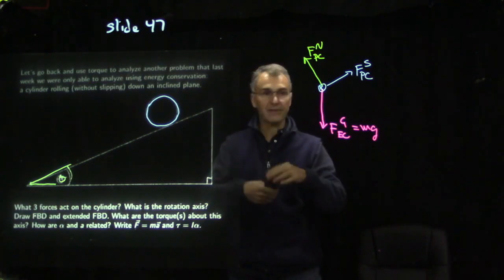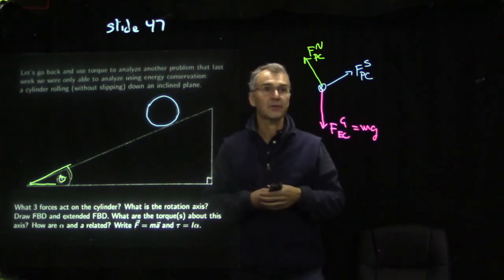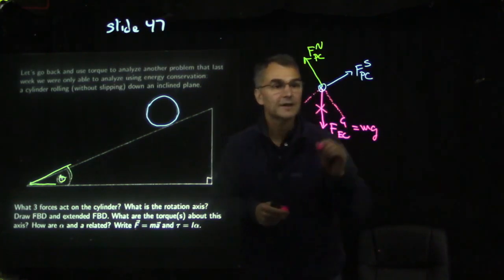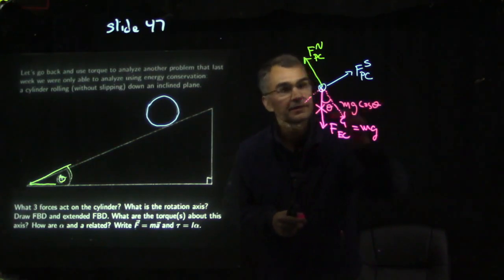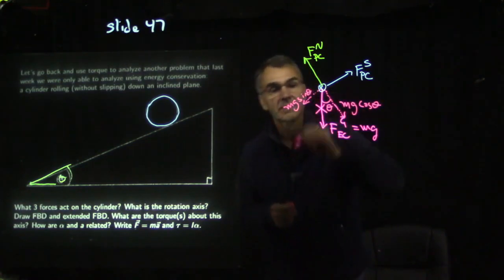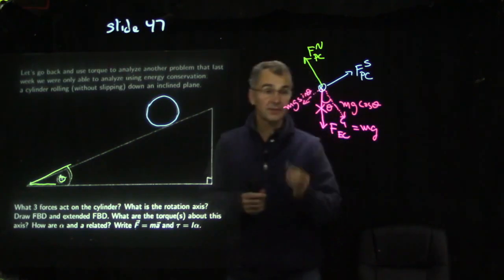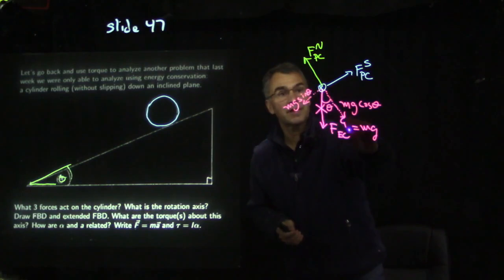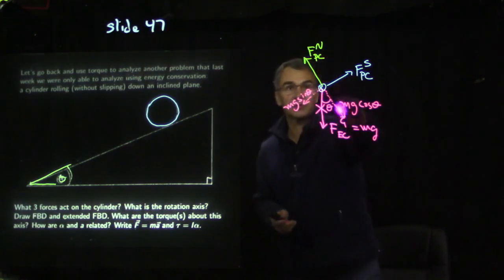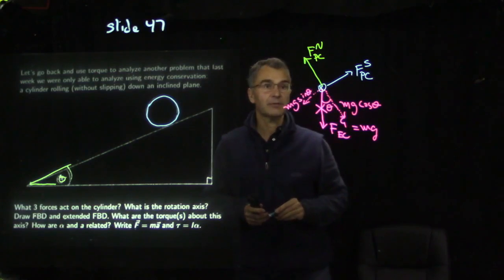So let's decompose gravity and figure out how big the downhill component of gravity is. We'll cross off the gravity arrow. This angle is theta. This is mg cosine theta. This is mg sine theta. We could draw the triangles, but this is sort of familiar. We know the downhill component of gravity is mg sine theta, and the perpendicular component of gravity that balances the normal force is mg cosine theta. That's familiar from previous examples, so we won't take the time to draw the triangles this time.